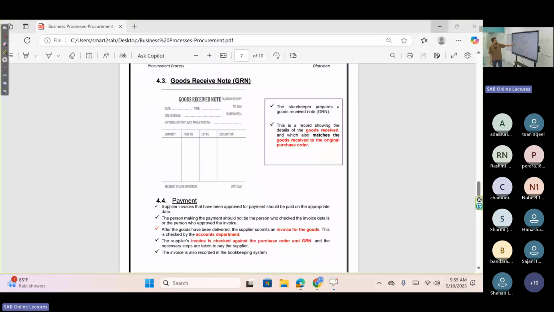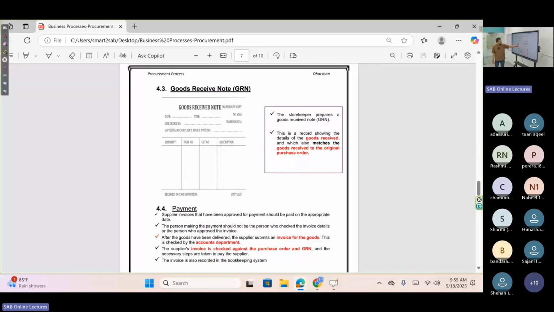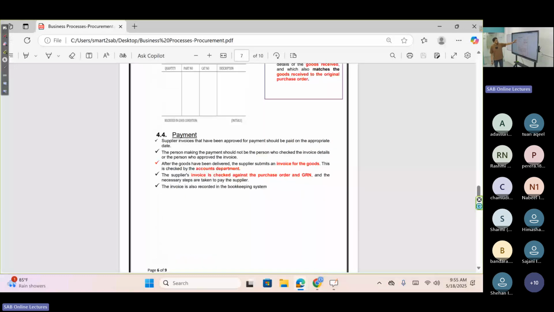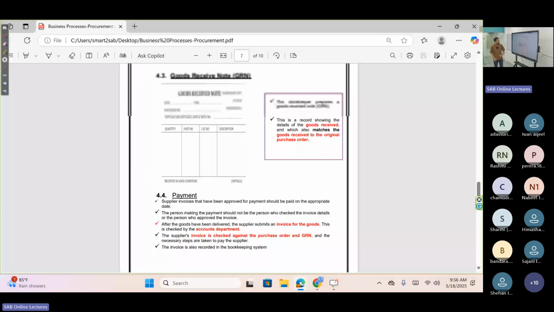So the goods receipt note has quantity, number, description, and the order number also we have to mention. And the warehouse, which warehouse we have received into. The storekeeper prepares a goods receipt note. This is a record showing the details of goods received, which also matches the goods receipt to the original purchase order. The final one, I didn't mention here, invoice. With invoice, I have mentioned payment also.